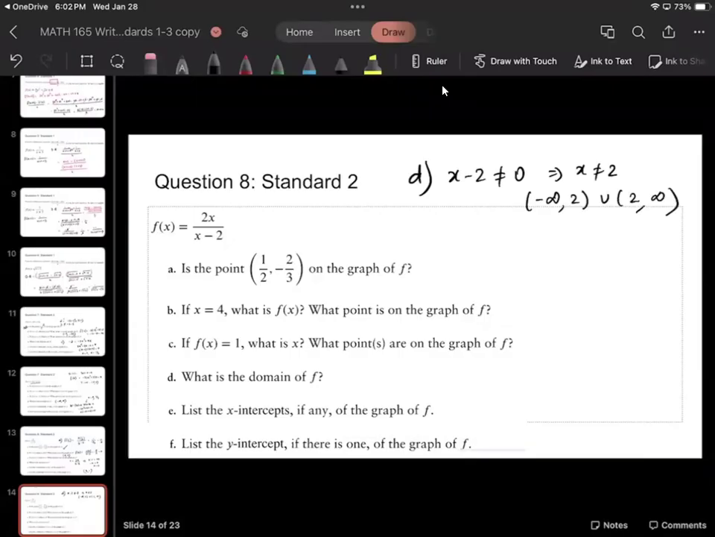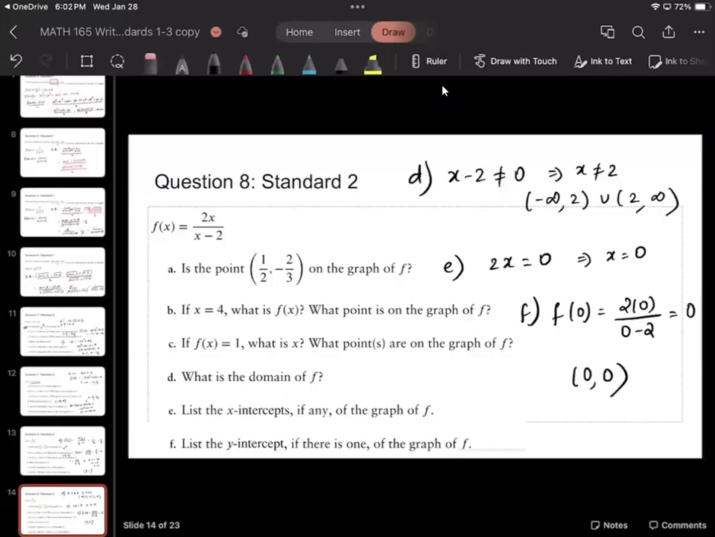Okay. What are the x-intercepts? To find the x-intercept, set the numerator equal to 0. So x equals 0 is the x-intercept. What is the y-intercept? To find the y-intercept, make x equal to 0. That means 2 times 0 over 0 minus 2, which is 0, right? So (0, 0) is both the x-intercept and the y-intercept.